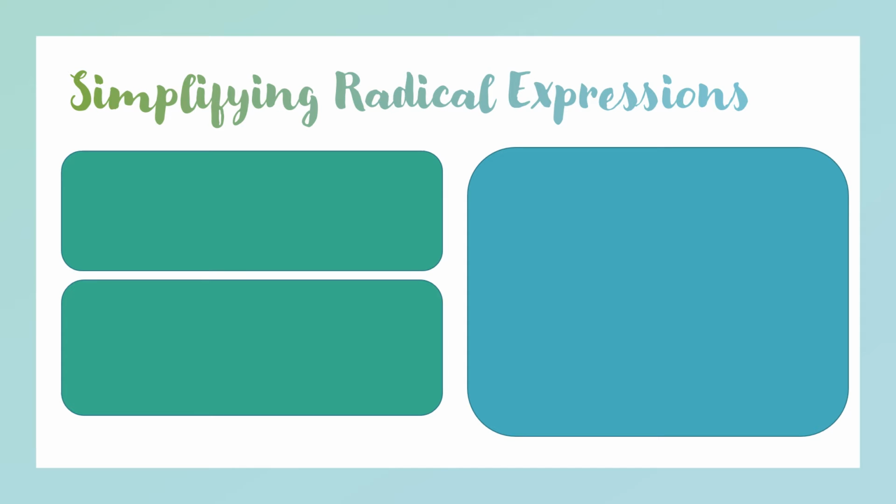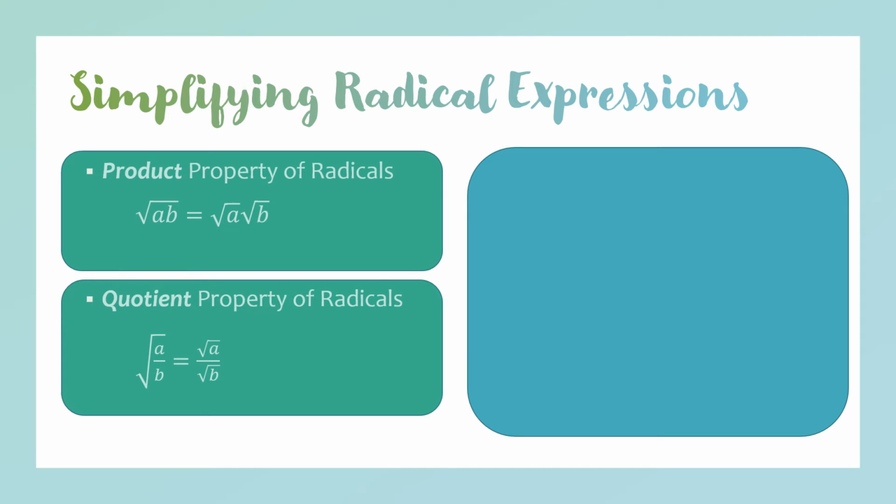Okay, so we're going to talk about simplifying radical expressions. The first thing we need to know is a rule, the first one that I showed you, the product property of radicals: if I have the square root of a times b, that's the same as the square root of a times the square root of b. Another one is the quotient property of radicals. If it's the square root of the fraction a divided by b, that's the same as the square root of a over the square root of b.